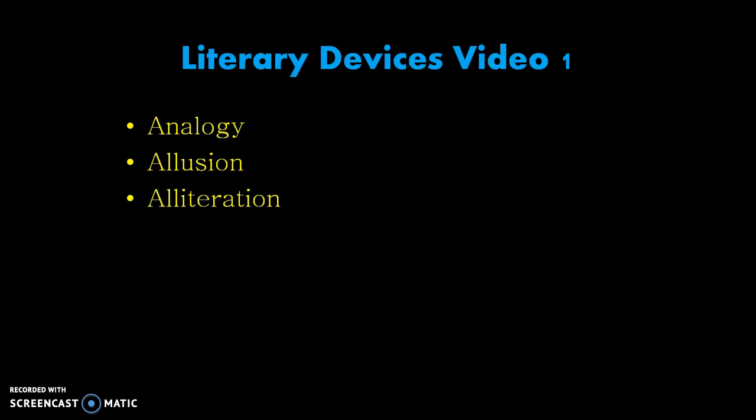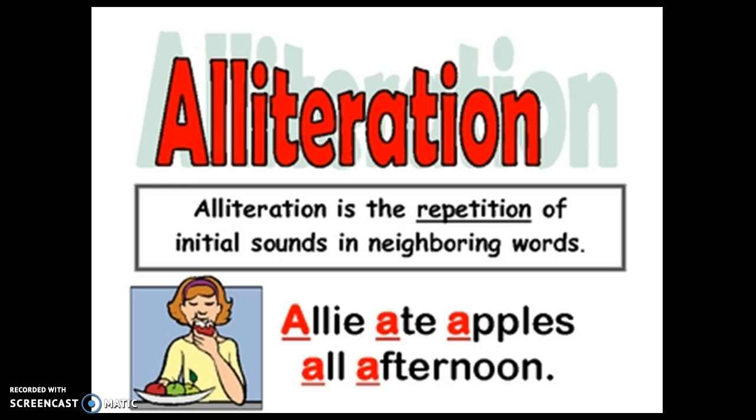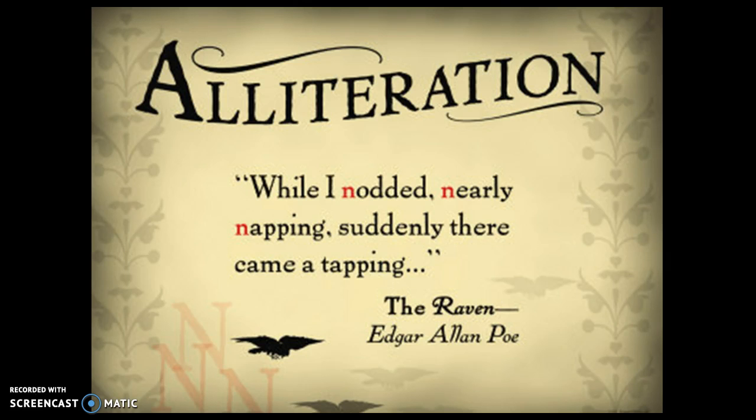Now let's move on to alliteration, which hopefully you guys are familiar with, because we see it all the time. So an alliteration is the repetition of the initial sounds in neighboring words, such as Allie ate apples all afternoon. If you've read The Raven, you also know that Edgar Allan Poe used a lot of alliteration, such as in the line, "While I nodded, nearly napping, suddenly there came a tapping," where nodded, nearly, and napping all start with the same sounds, making it an alliteration.